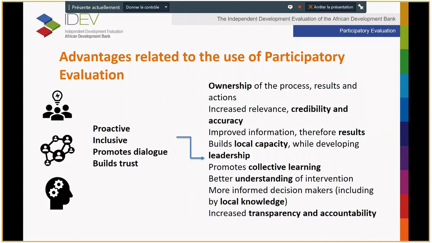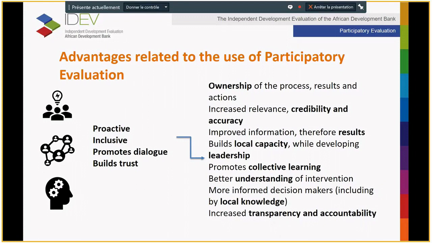So participatory evaluation is really a dynamic evaluation. It provides a comprehensive set of findings that is representative, as it meets the needs of various stakeholders.